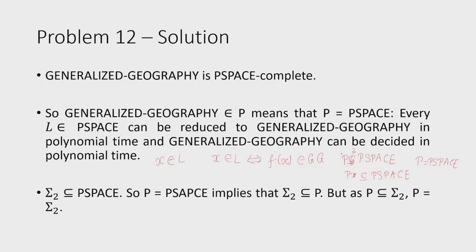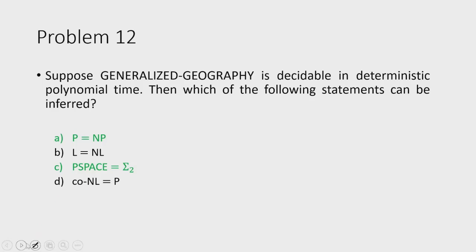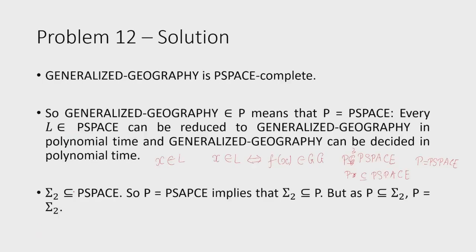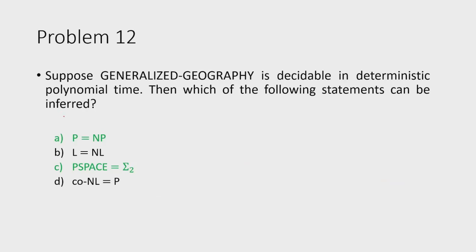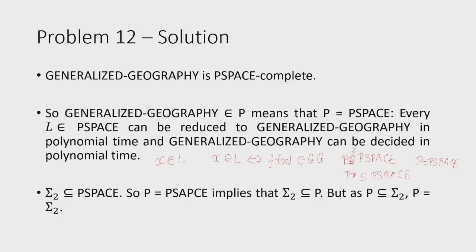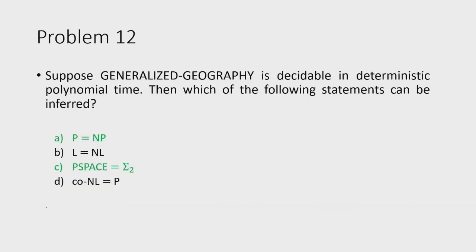Yeah, okay. So we have seen that P equals PSPACE, right? So now what are our options? P equals NP and PSPACE equals Sigma 2, right? Now we have P equals PSPACE, but we know that NP is contained in PSPACE. So NP is contained in P, and therefore P equals NP. So that's why this first option is correct.